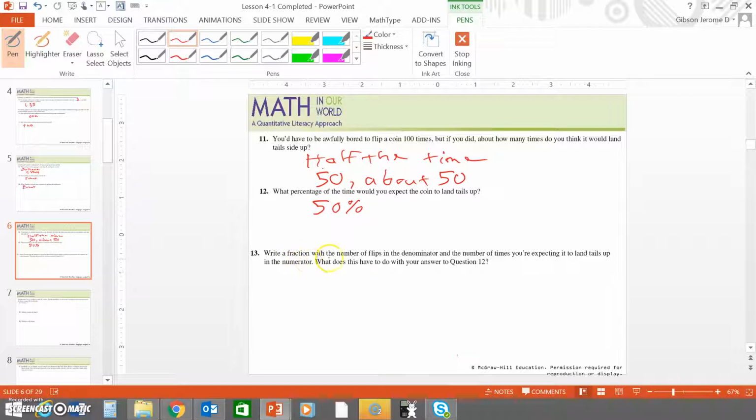Now it says write a fraction with the number of flips in the denominator and the number of times you're expecting it to land tails up in the numerator. What does this have to do with your answer to question 12? So this will give us 50 out of 100, because 100 is how many times we actually flipped it, and then 50 is how many times we expect tails to come up. And we know that equals 50%. We get this from question 12.